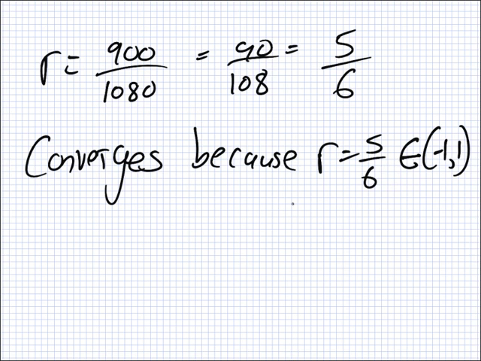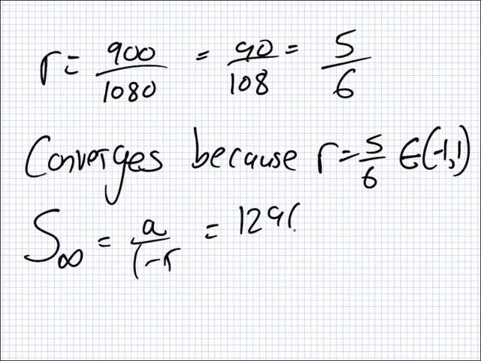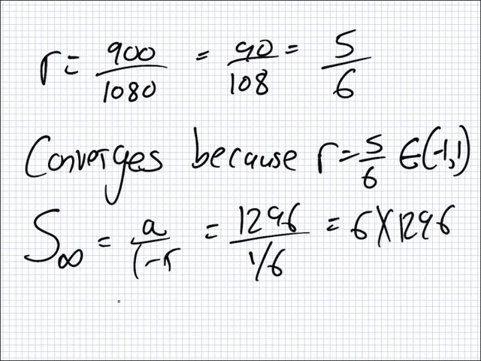Yeah. And the last thing then is the sum to infinity, which the formula is a over 1 minus r, and the a here is 1296, and the r is 5/6. 1 minus 5/6 is 1/6. So it's 6 times 1296. What's that? 7,000?